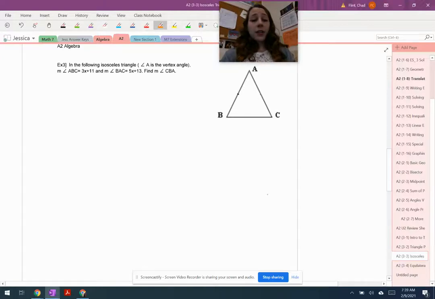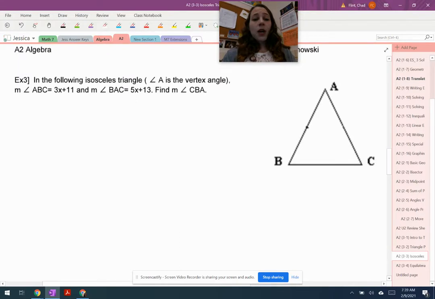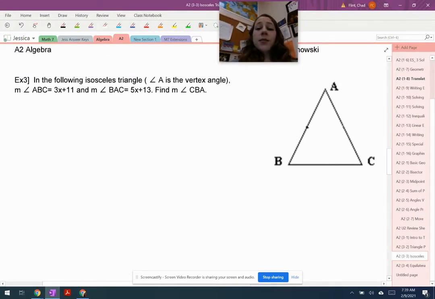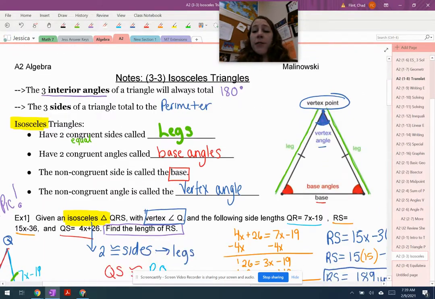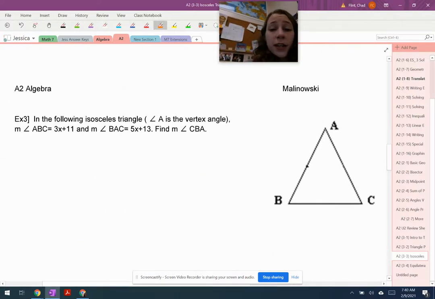All right, example 3 here. This is the last example dealing with these isosceles triangle problems. In the following isosceles triangle, A is the vertex angle. So that's important. We want to go back to that original diagram. That vertex angle is the one at the top that's not equal. That's the oddball one. So A is the vertex angle.